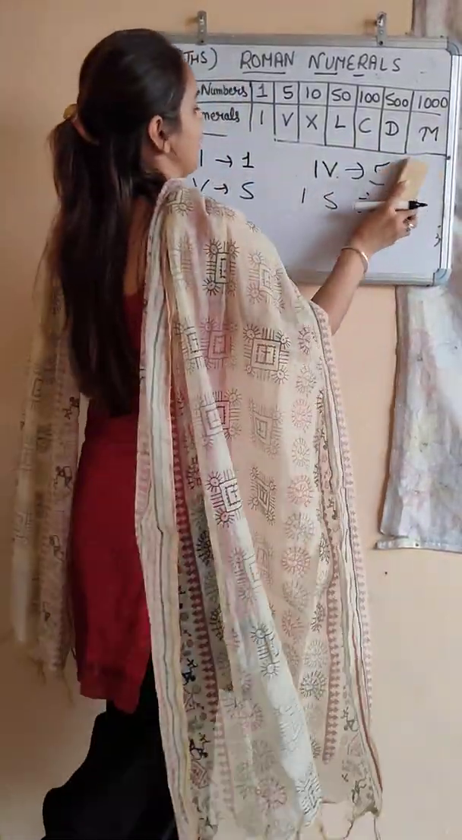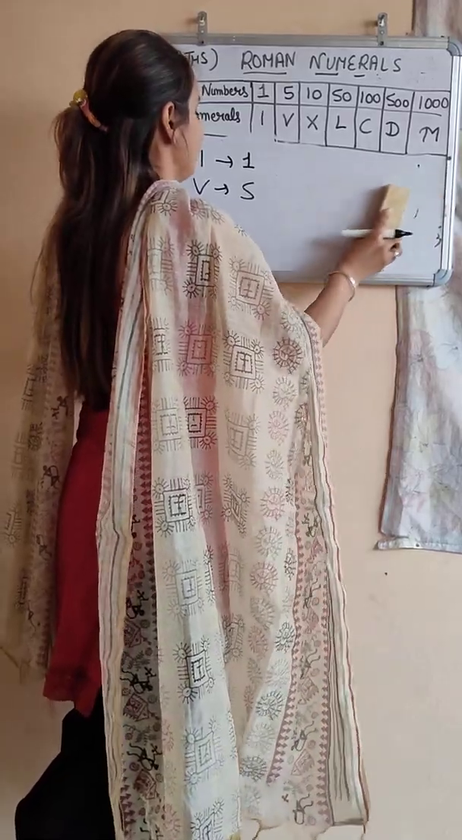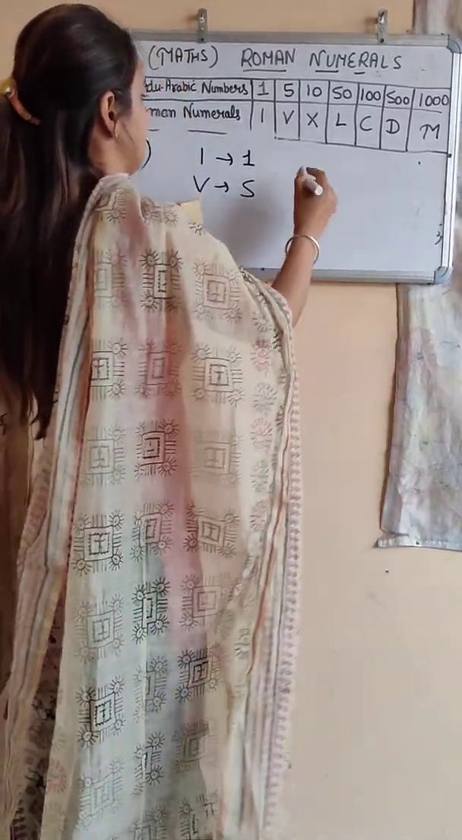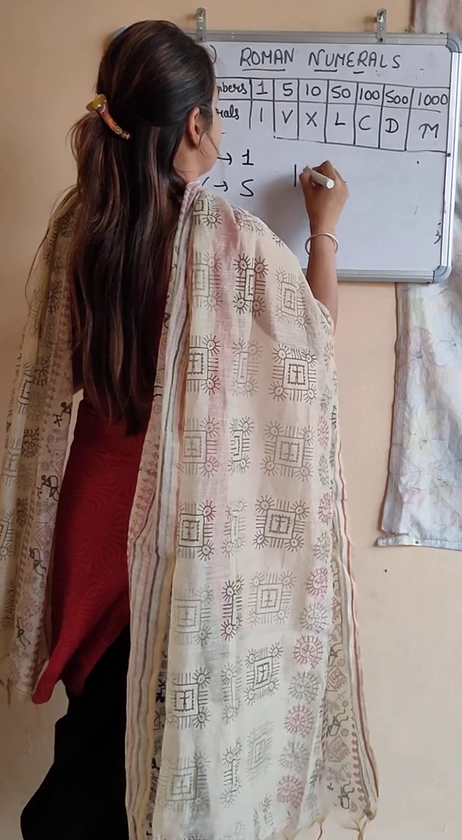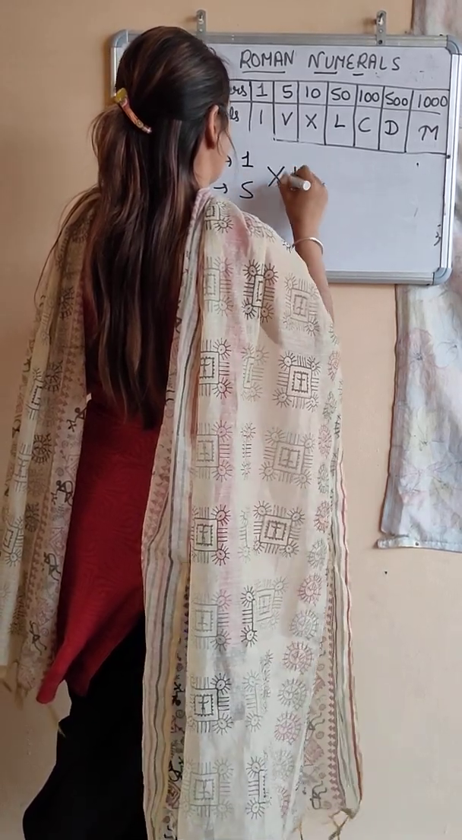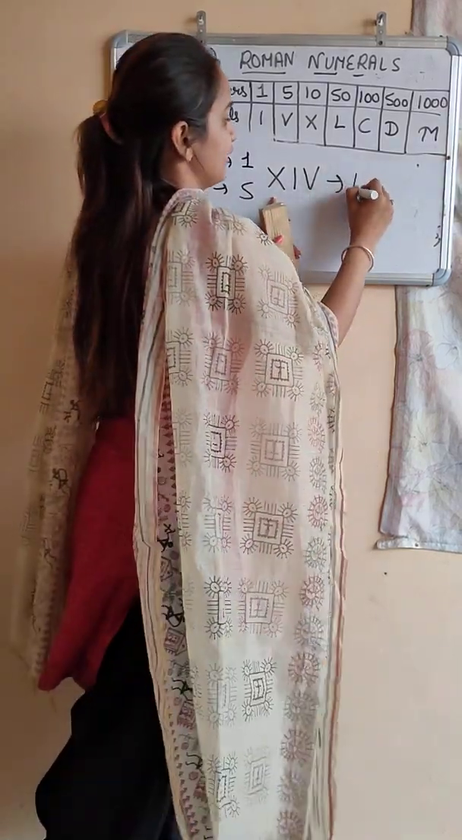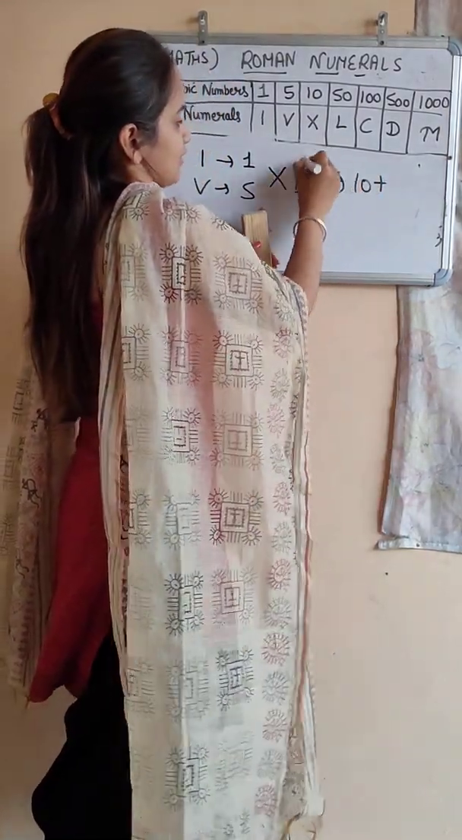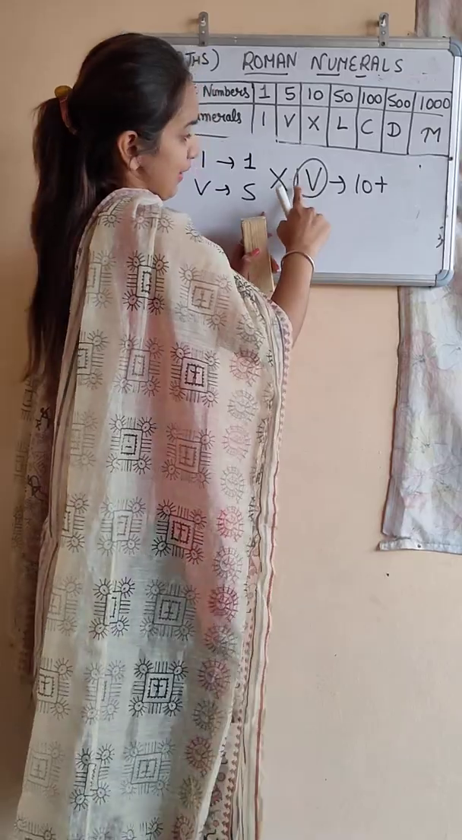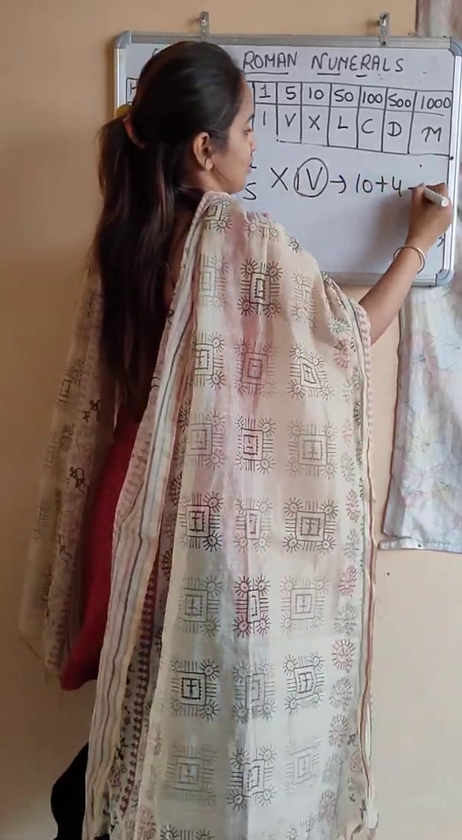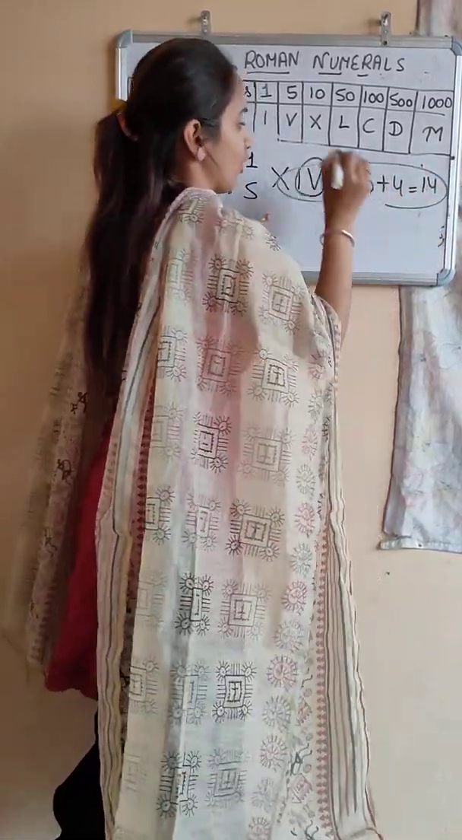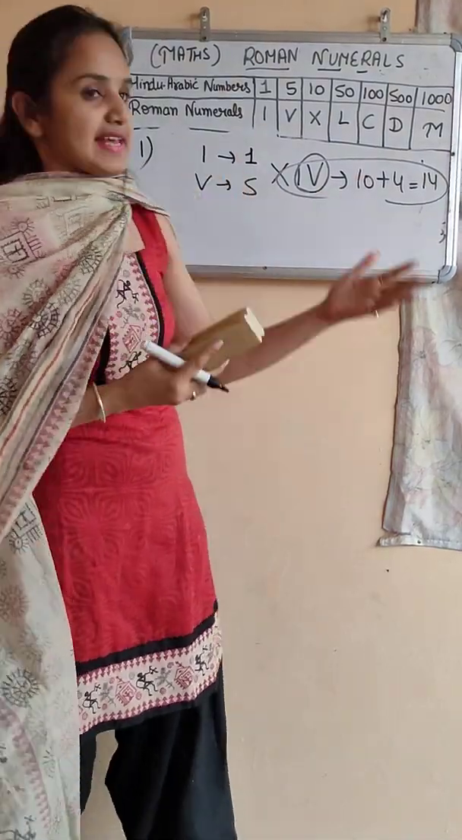Okay. Take one more example. X value is 10, plus this again becomes 5 minus 1, 4. So this value is 14. Okay, this is our second rule.